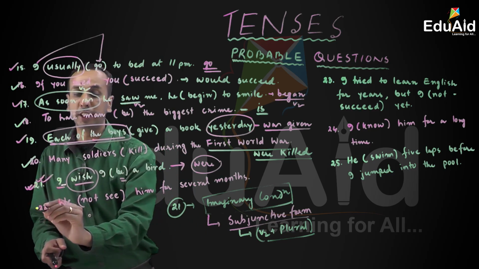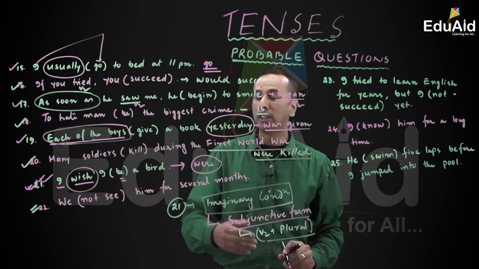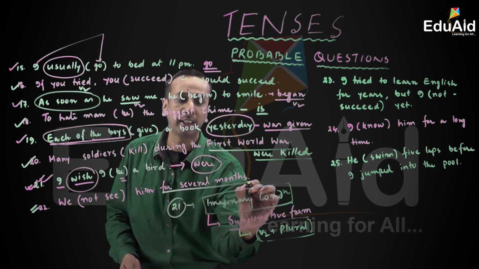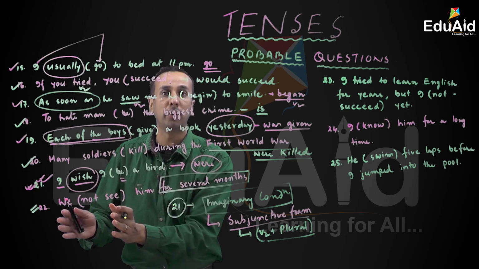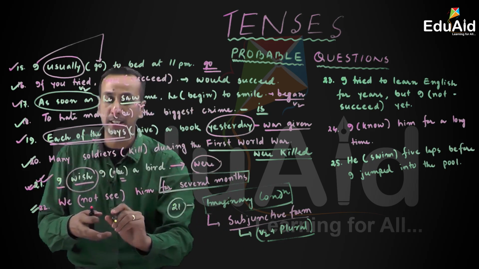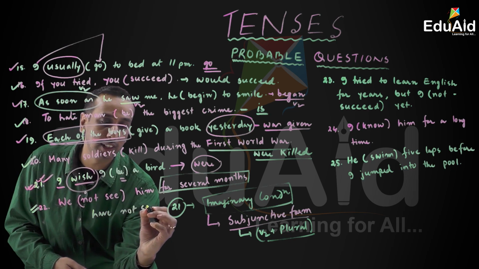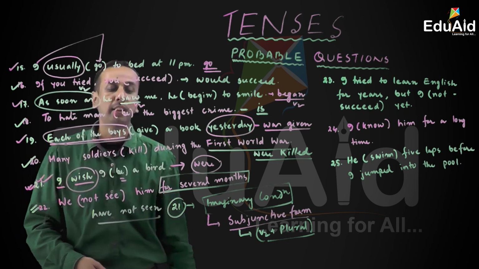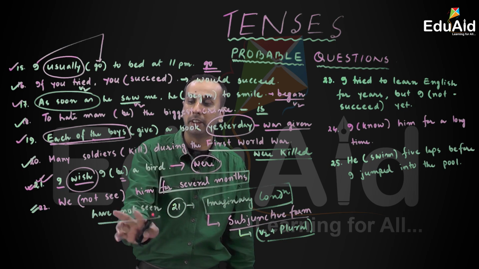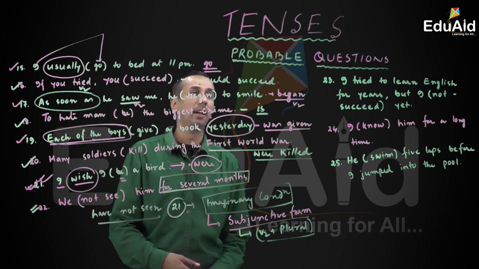Come to question number 22. We not see him for several months. Again, time related clue, we have not seen him for several months. So this time denoting present perfect, hence the answer will be have not seen. Have not seen him for several months, because the time is counted from several months ago, action is not yet completed, so we have not seen him for several months.